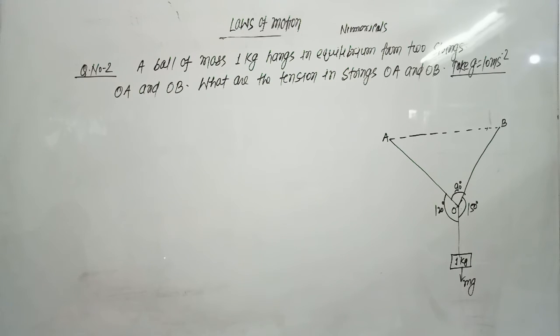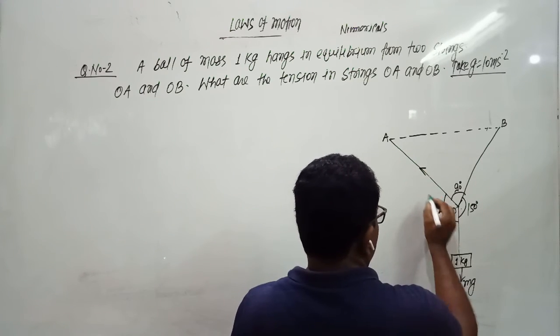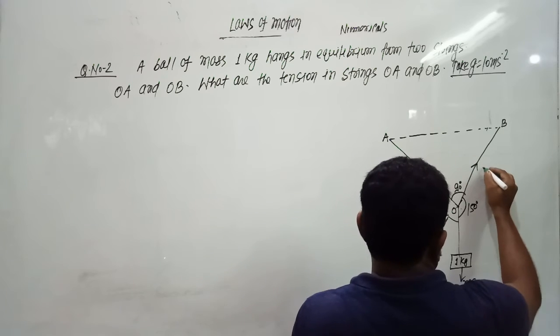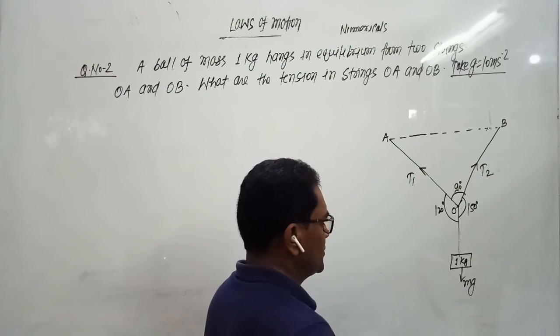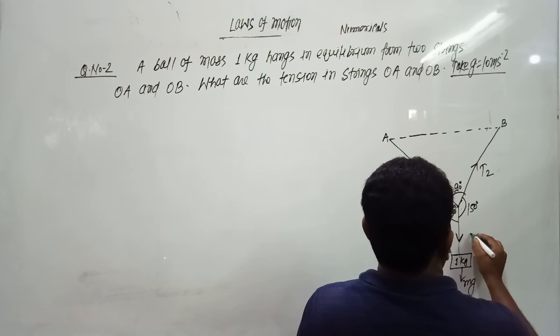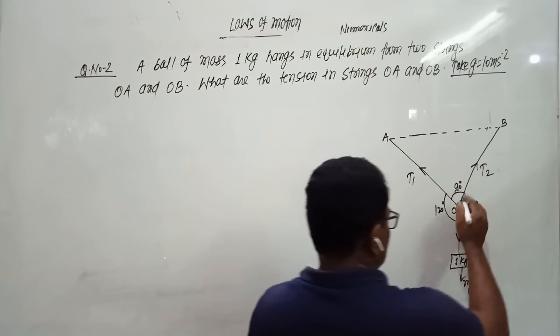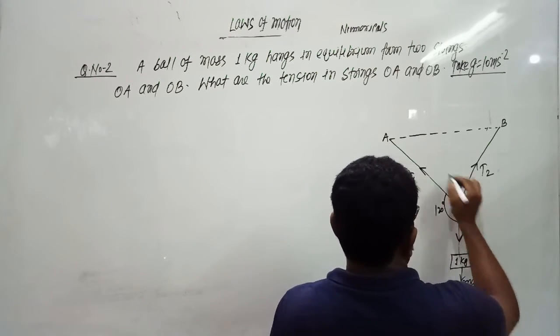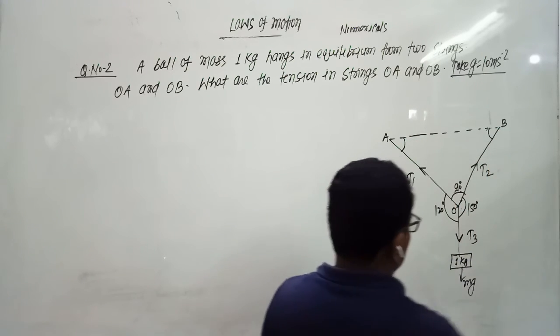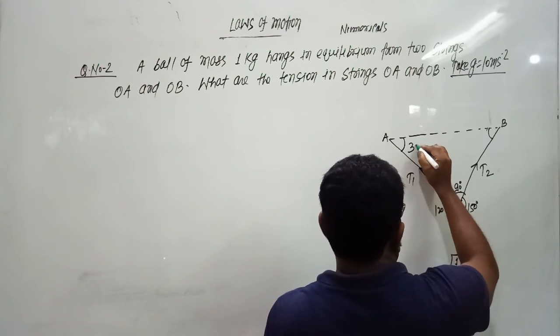So let us take the three forces. Suppose the tension in the string OA is T1, the tension in the string OB is T2, and the tension in the third string is T3. The value of T3 is already given, 1 kg. If this angle is 90 degree, then these two angles are also given, respectively 30 degree and 60 degree.